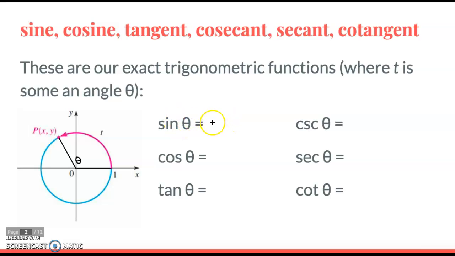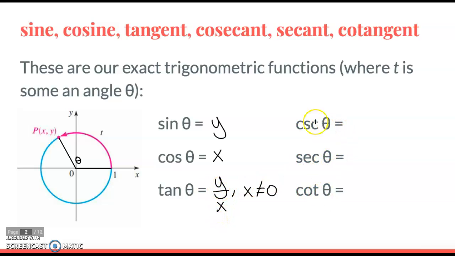Now your trig functions come from those coordinates. Sine of that angle would be the y coordinate, cosine of that angle would be the x coordinate, and then tangent is y over x, with the stipulation that x is not allowed to be 0 because you can't divide by 0 or else you end up with an undefined answer.